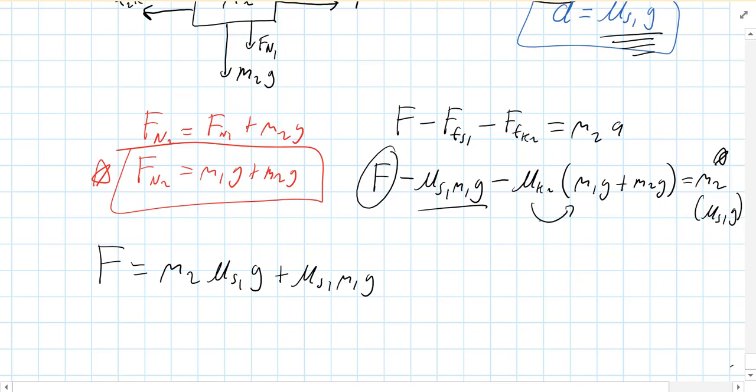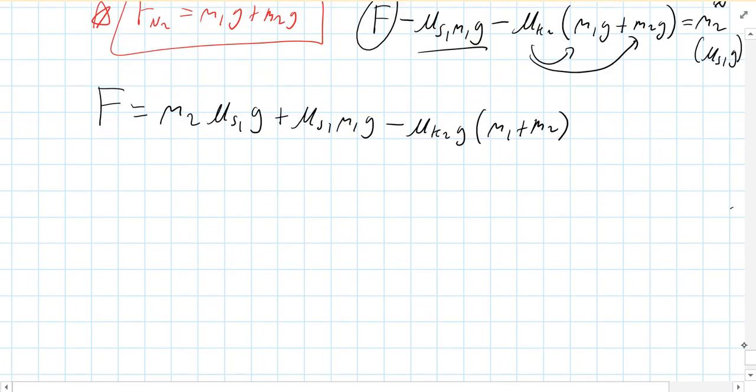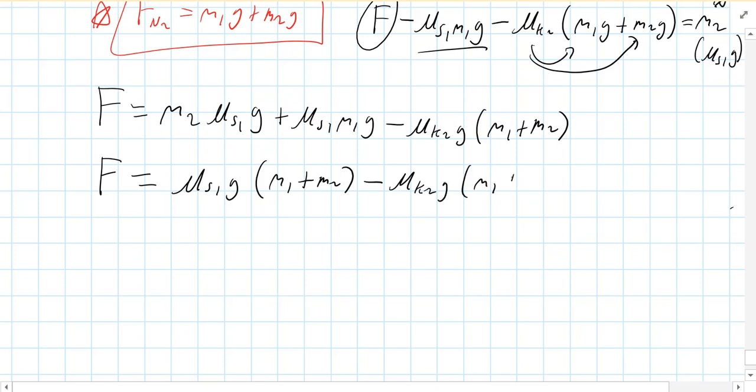And then I'm going to distribute this mu sub K2 into here. Well, actually, I take that back. I'm not going to do that. I'm going to factor out the g. So minus mu K2 g times M1 plus M2. Okay, and I would probably do one more step. Force equals, in these first two terms, you can factor out the g and the mu S1. So it's going to look something like this. Mu S1 g times M1 plus M2 minus mu K2 g times M1 plus M2.